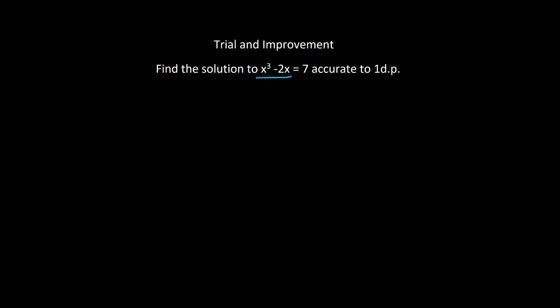So if you put in x equals 1, you'd have 1 cubed, which is 1, minus 2 times 1, which is minus 2, that's minus 1. If we put in the number 2 for x, we get 2 cubed, which is 8, minus 2 times 2, which is 4. 8 minus 4 is 4. If we put in 3, we get 3 cubed is 27, minus 2 times 3, which is 6, and that gives us 21.